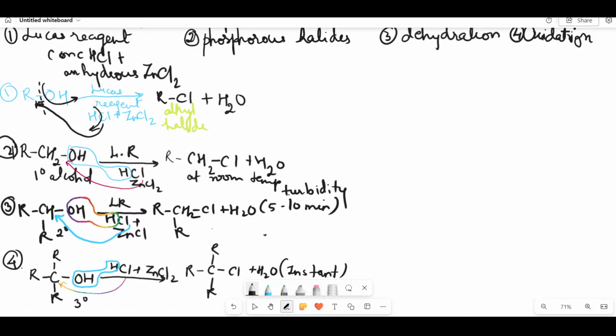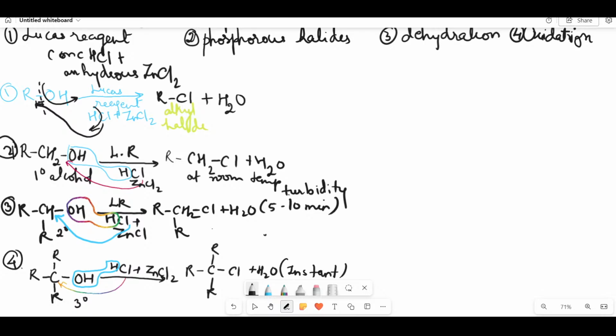Even at room temperature, 1-degree alcohol will not produce any kind of turbidity, that is no reaction will be shown here. But 2-degree alcohol, within 5 to 10 minutes turbidity will be seen. But if we add 3-degree, that is tertiary alcohol, with Lucas reagent, instant turbidity will be formed. So usually this Lucas reagent is used to find out the degree of alcohol. Next is chemical reactions involving CO bond fission with the help of phosphorus halide.